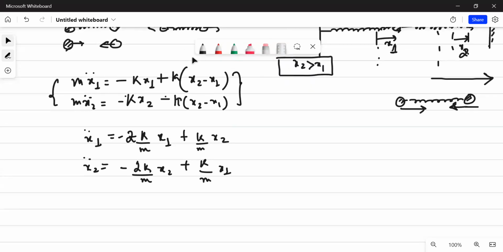Yes, sir, you've taken k to be the same for both springs, right? No, I should write it in a better manner. Same symbol for both. See, this is small k, this is small k, and this is kappa, because we'll have to use the coupling condition. So you're right, I should write it that way. My mistake.